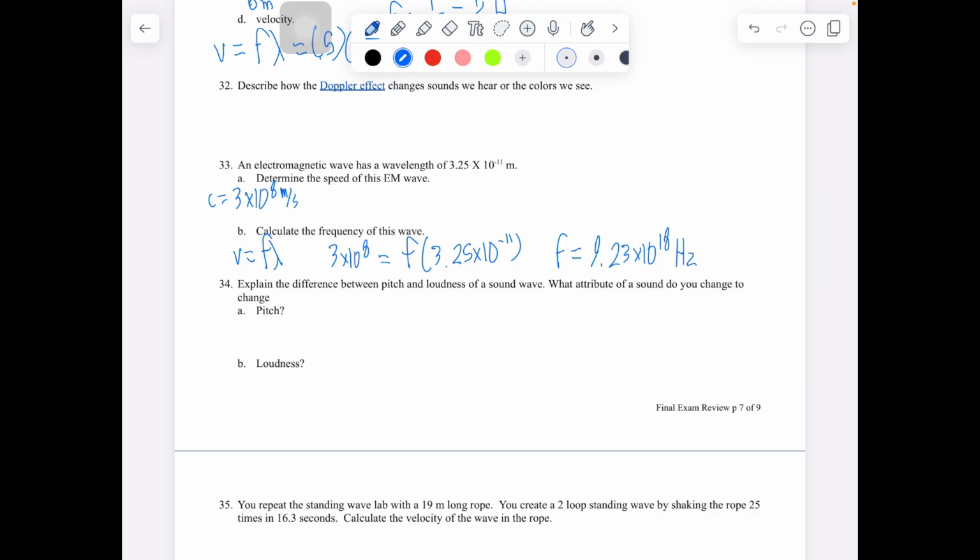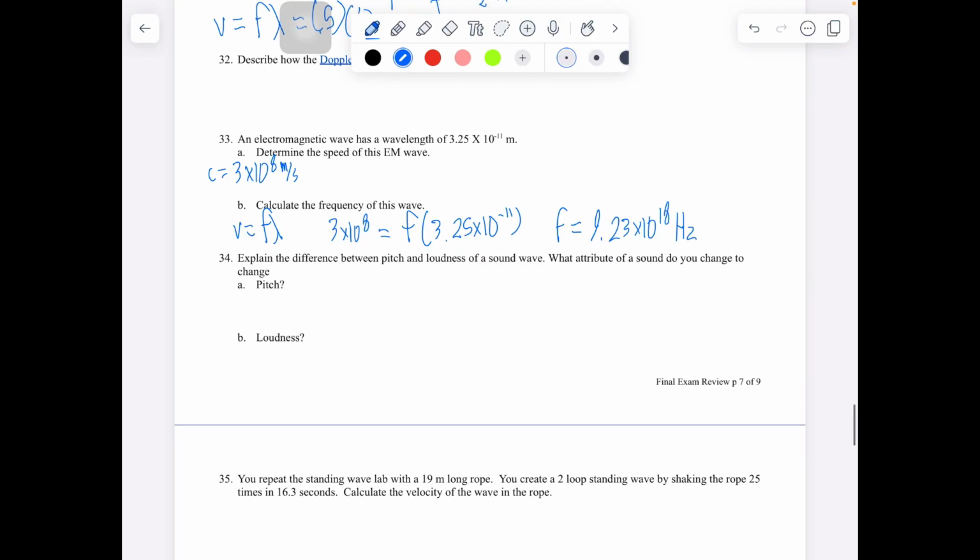Number 34. Explain the difference between pitch and loudness. What attribute of a sound do you change to change the pitch? Well, to change the pitch, that's all hinging on the frequency of the wave. High frequency is a high pitch, low frequency is low pitch. For loudness, this is all on amplitude. If you have a large amplitude, it's a loud sound. If you have a small amplitude, it is a softer, quieter sound.